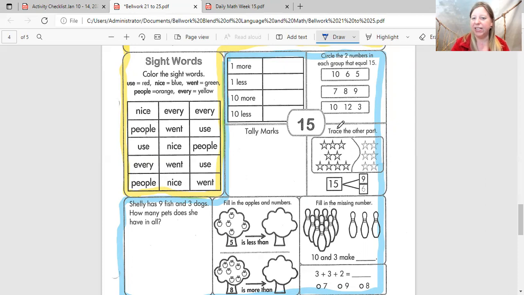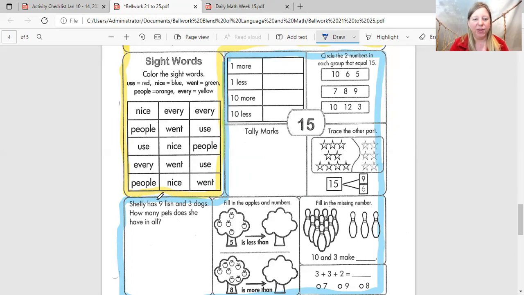In this section, it says trace the other part. So they have made a bundle of 10 here. And no, it is 9. It is 9 here. And you need to trace the other stars here. This shows that 15 is made up of 9 and trace this number 6.